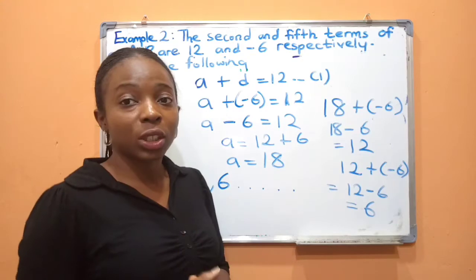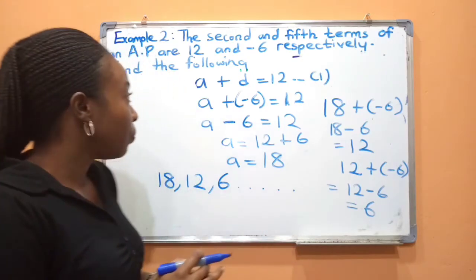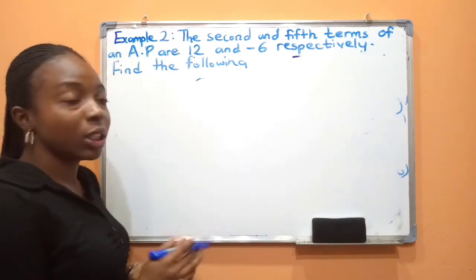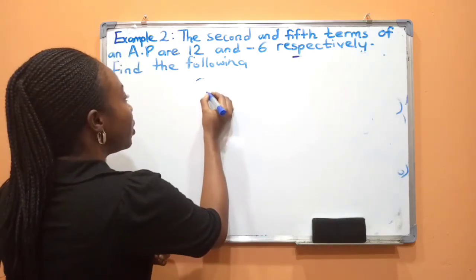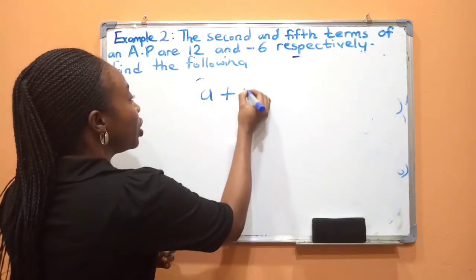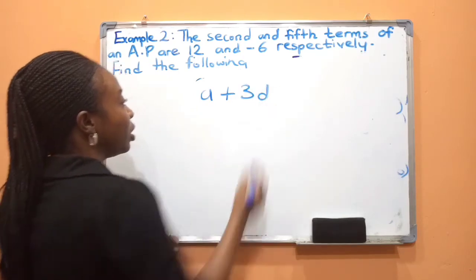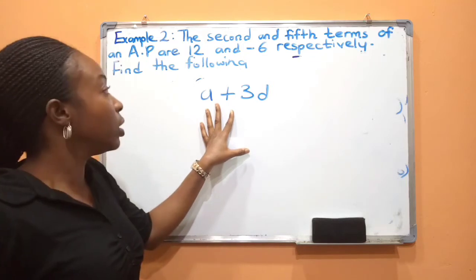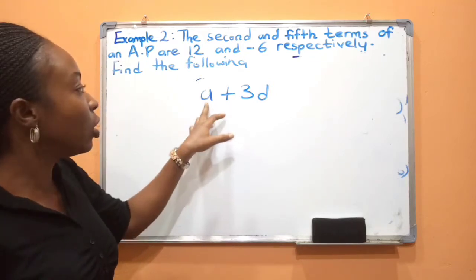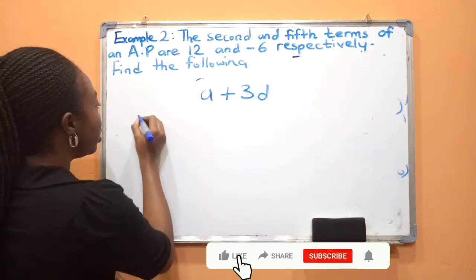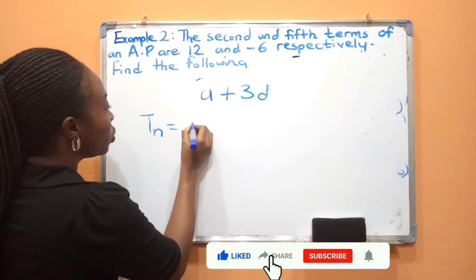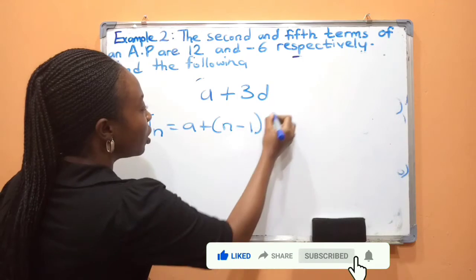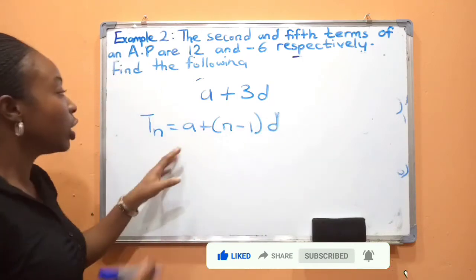So the last question says that we should find the fourth term. Now, how do we go about finding the fourth term? Now, the fourth term is given by A plus 3D. If you're wondering where we got this from, remember the general formula for finding the nth term is gotten from there. We have Tn equals A plus, open the bracket, n minus 1, close the bracket, D.